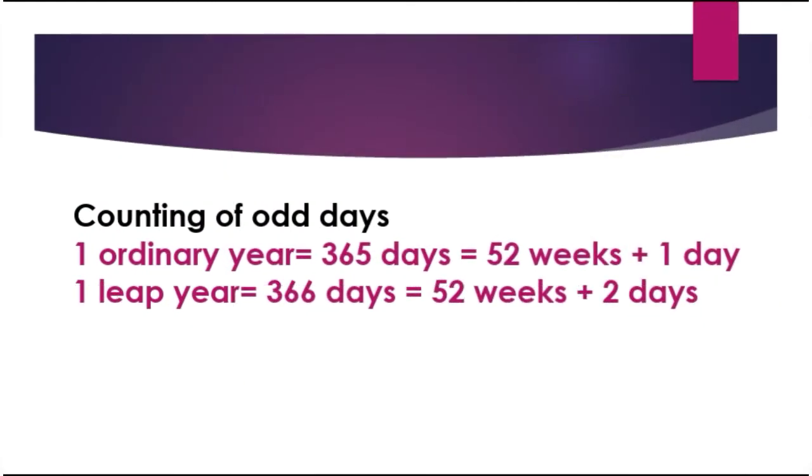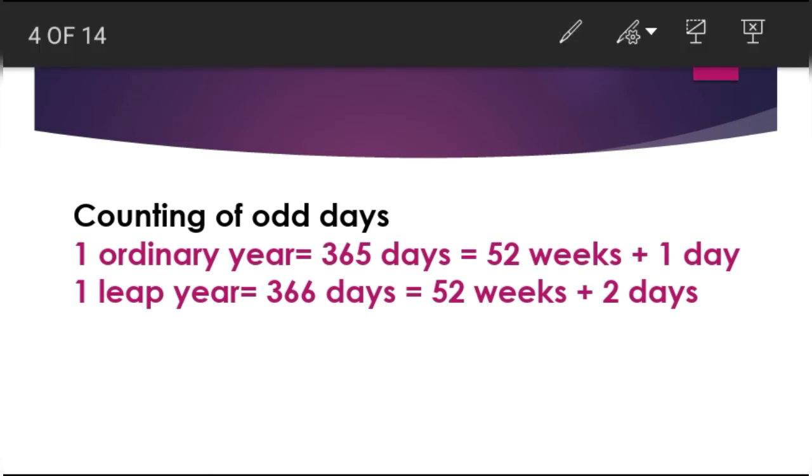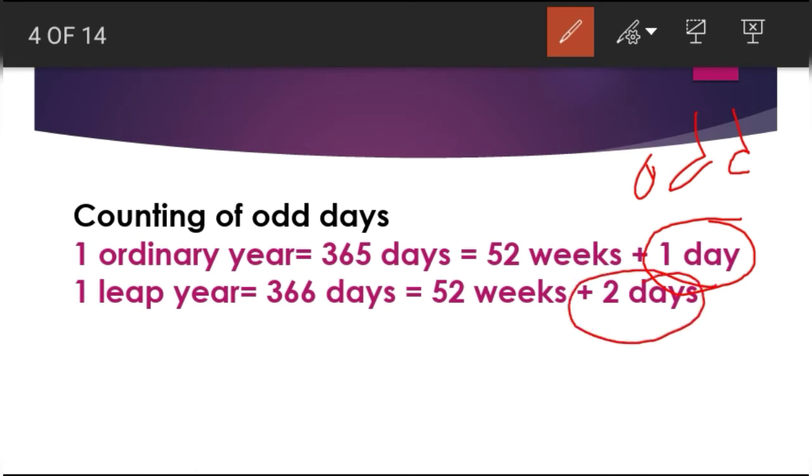Next topic. Counting of odd days. Let us take an ordinary year, which has 365 days, which equals 52 weeks plus 1 extra day. This extra day is called the odd day. In a leap year, there are 366 days, which means 52 weeks plus 2 odd days. Extra days are the odd days.